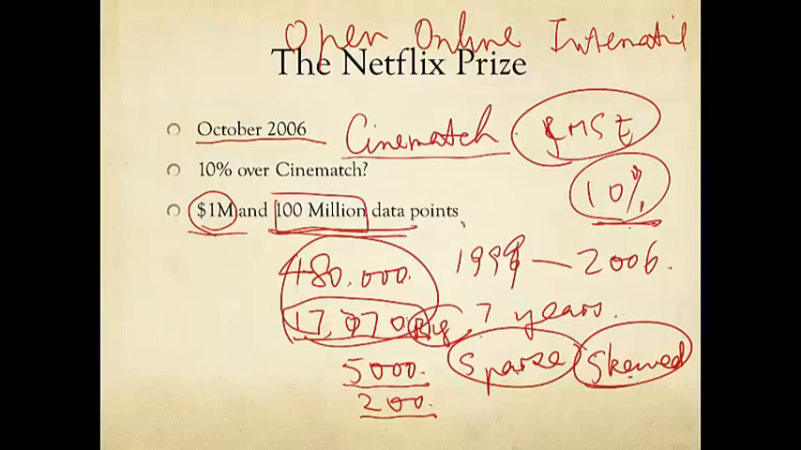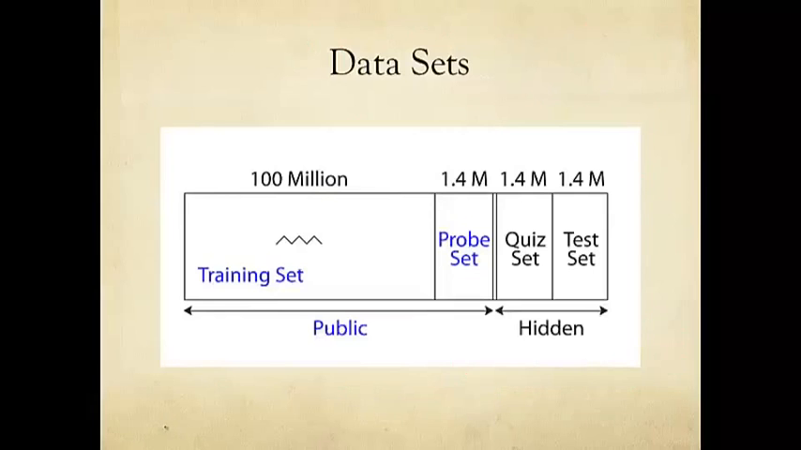So we're going to take a quick look at the data set that's involved here. The entire data set, which is a little over 100 million entries of r_ui, was divided into 4 parts: the training set, the probe set, the quiz set, and the test set. You may say, why make it so complicated? For example, why don't we just make it into 2 sets, the training set and the test set? Well, it turns out this is a pretty smart arrangement.